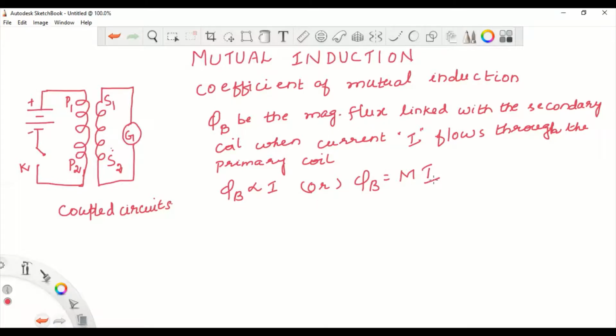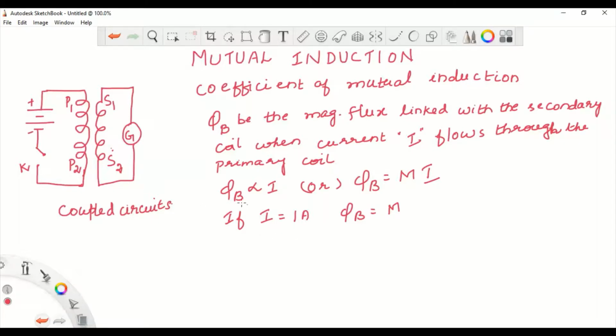Now let us assume I is equal to 1 ampere, then we can say that mutual inductance M is equal to phi. So we can say that the mutual inductance of two coils is numerically equal to the magnetic flux linked with one coil when a unit current flows through the neighboring coil.